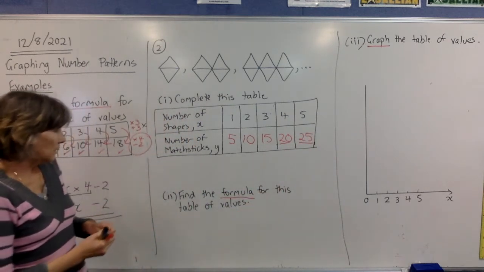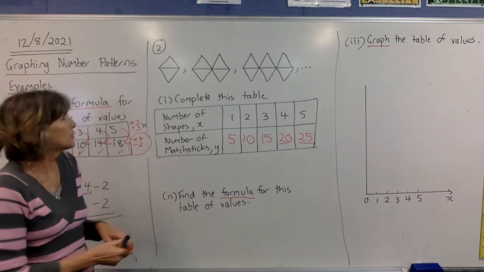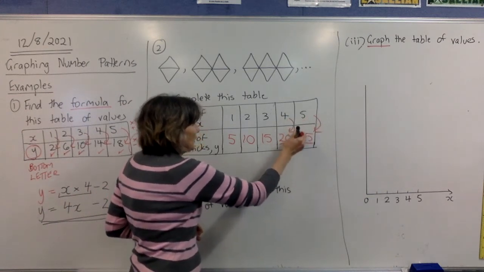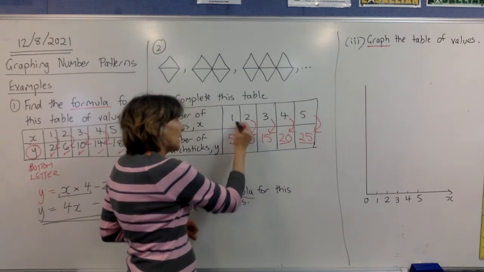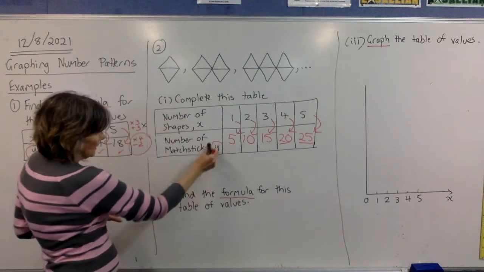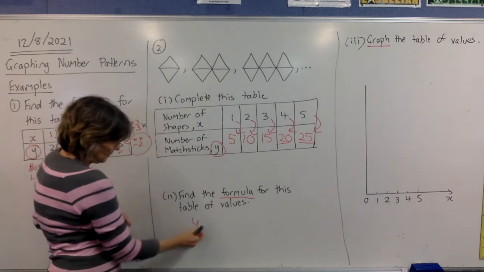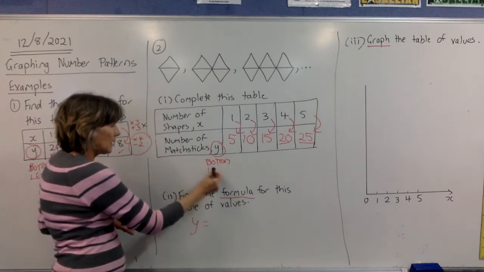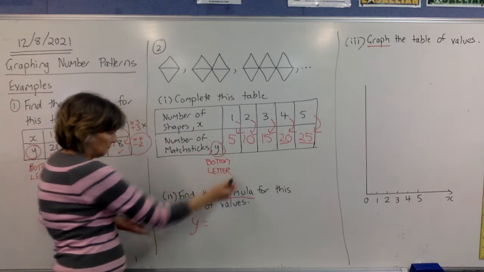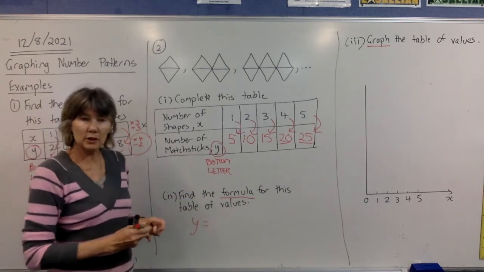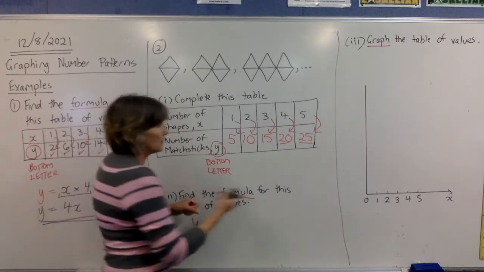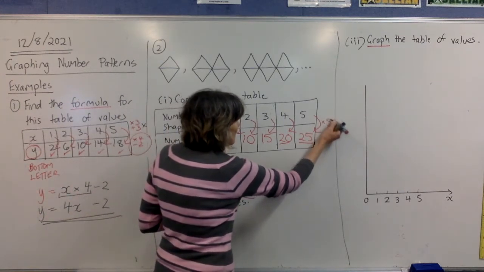So now in part 2 they want the formula. So what have we done to go from the top to the bottom? Now remember, our formula always starts with the bottom letter. Our bottom letter is y. So we're going to start our formula with y equals. Now, what have we done to the top to get to the bottom? Well, this one's a lot easier. I think you can see that in each case we are timesing by 5.